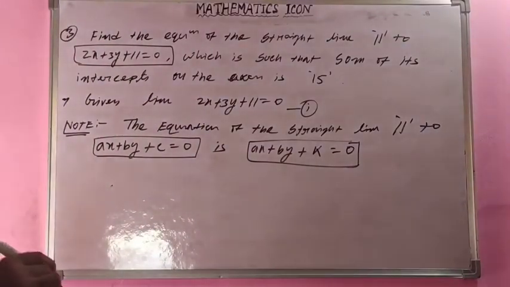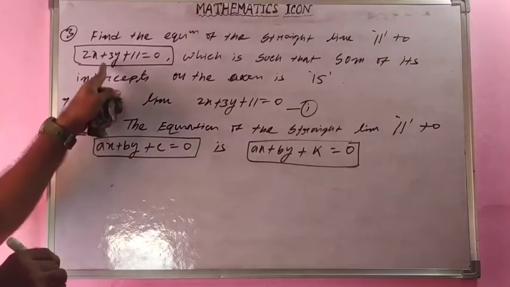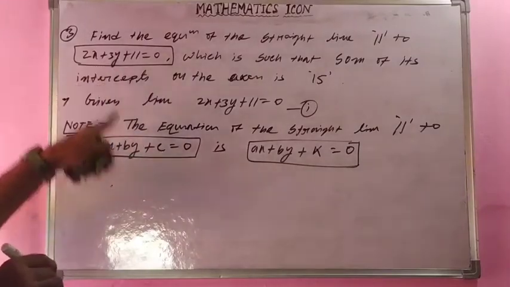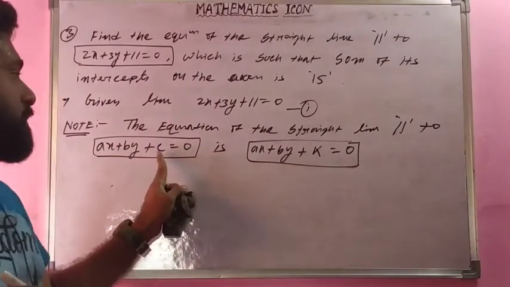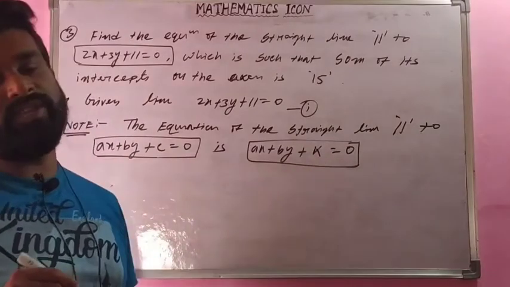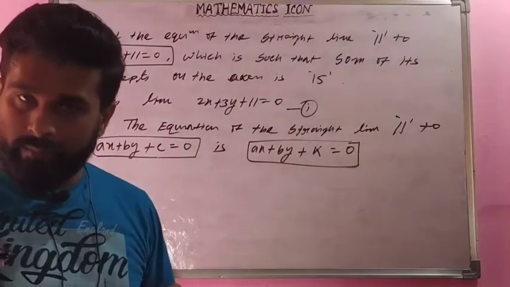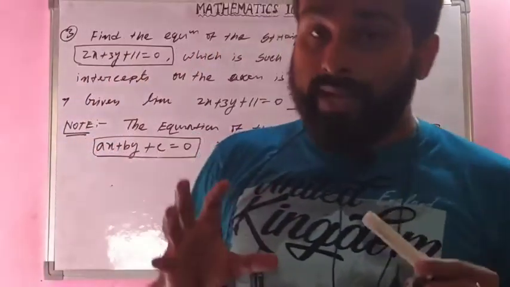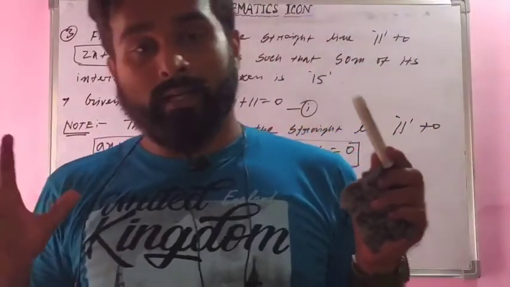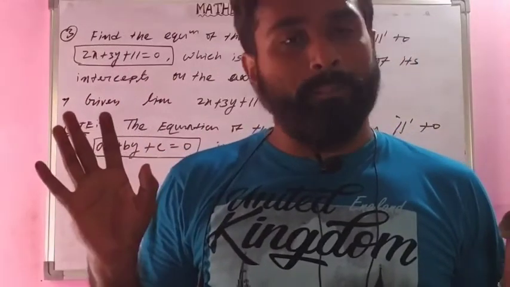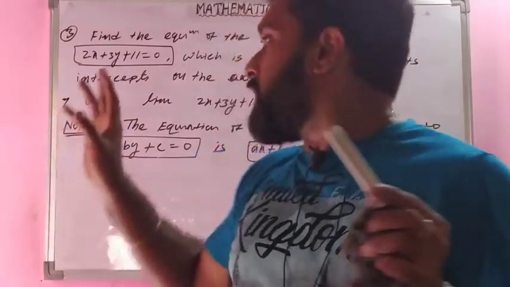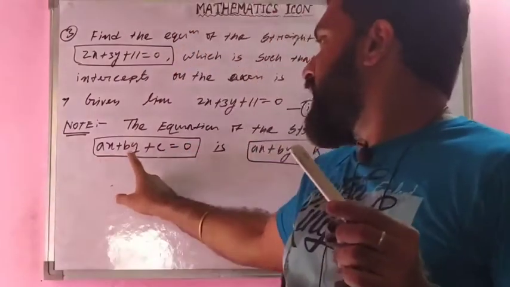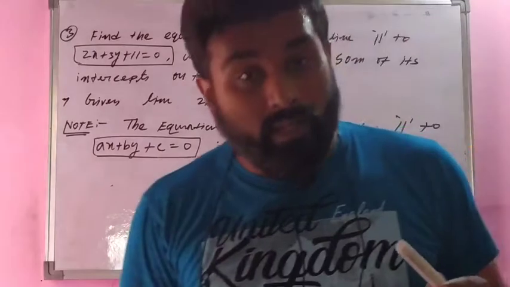That means this line's equation is given like that, and the equation of the straight line which is parallel to this line will be like that. Only the constant part in place of c will be changed, but the rest of the parts will remain the same, because for the parallel property, what did I say? If two lines are parallel, both have the same slope. If this line's slope is 2, then the required line's slope will also be 2. That means this line's slope and that line's slope will be the same.